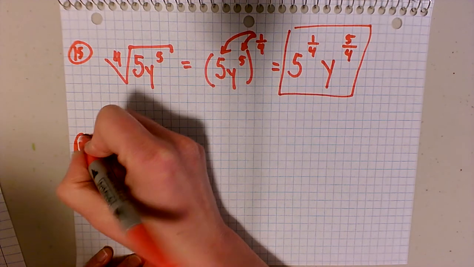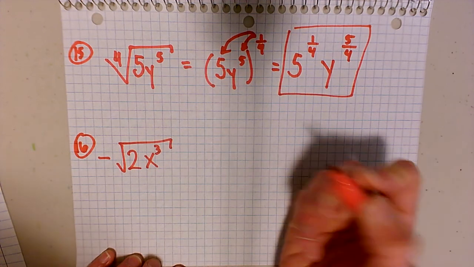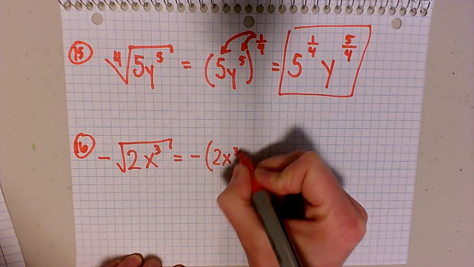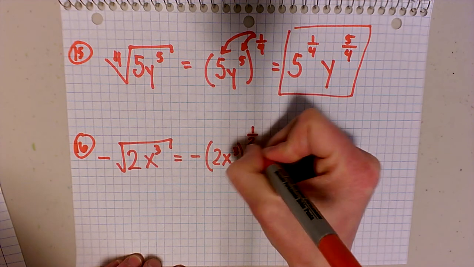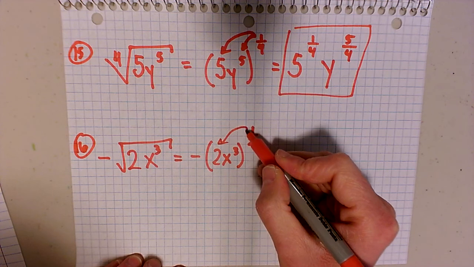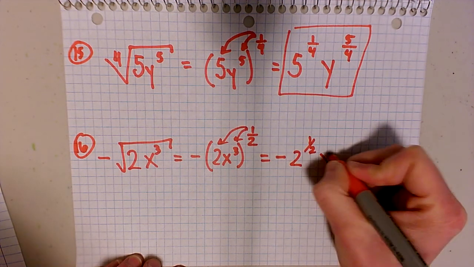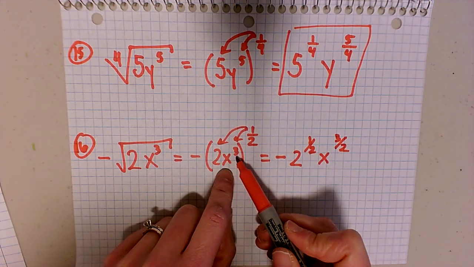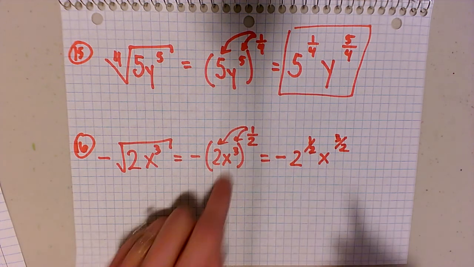So then for 16, we have negative square root 2x cubed. Okay, so same process for 16. We'll have a negative on the outside. The 2x cubed we'll keep in parentheses, and because both the 2 and the x cubed are inside the square root, we'll raise both of those to the power of 1/2. And then we take that 1/2 and apply it to both of these. So then we have negative 2 to the 1/2 times x to the 3/2. And the reason why x is raised to the 3/2 is because you have a 3 on the x inside the parentheses, and you're multiplying that by the 1/2 on the outside.